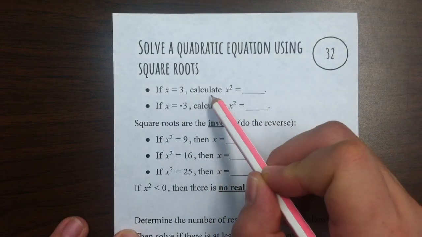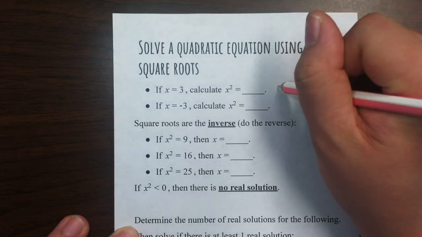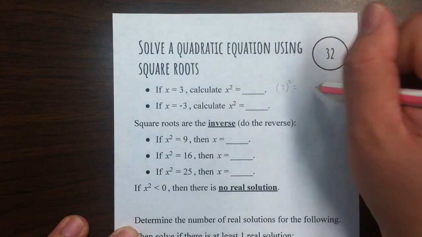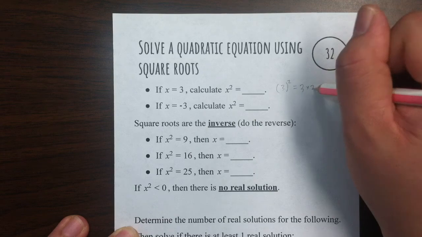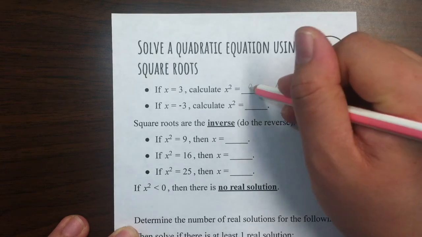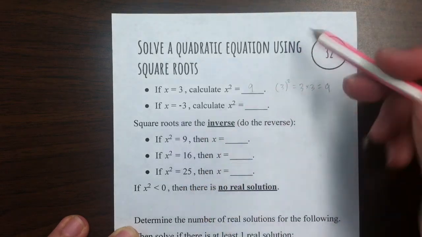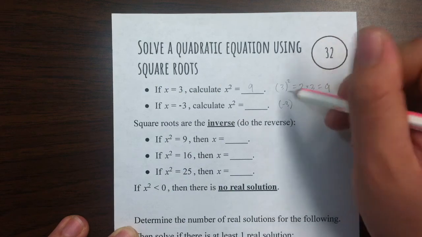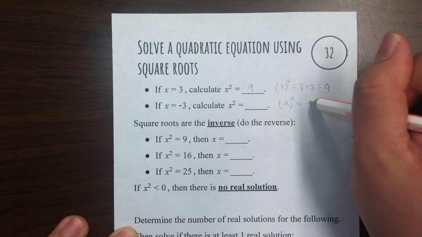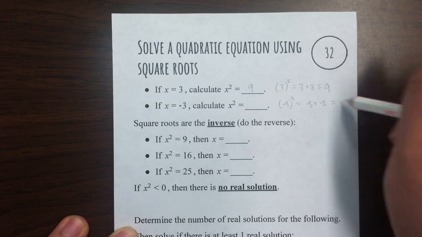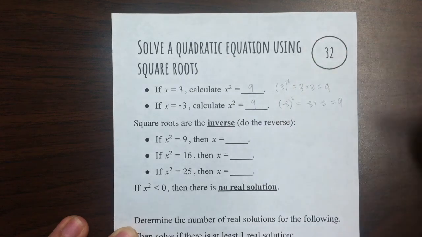If x equals 3, calculate x squared. X squared just means 3 squared in this case. So 3 squared means 3 times 3, which is 9. If x equals negative 3, then I square negative 3 for x squared. That's negative 3 times negative 3, which is also positive 9.